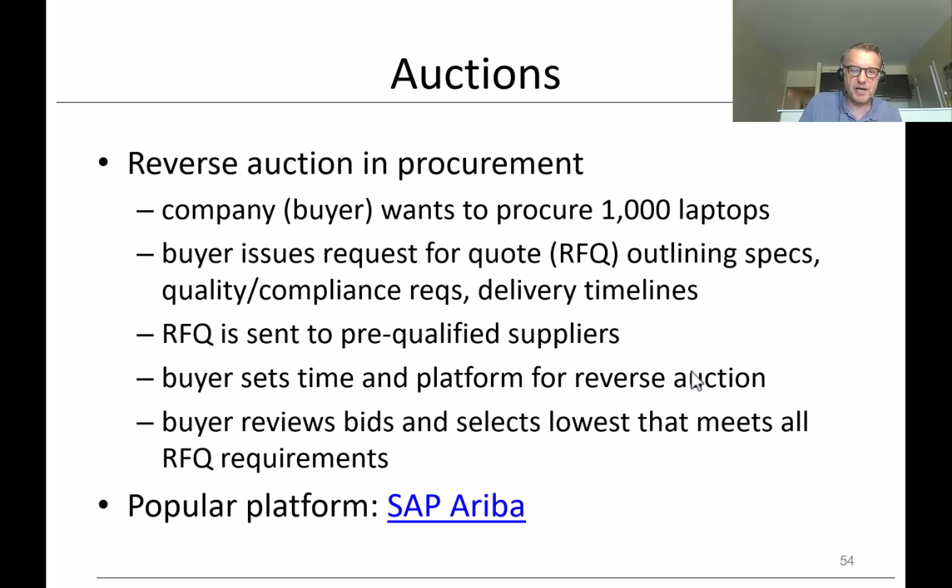The buyer is then going to set the time and say, I need your quotes by a month from now, and the platform for the reverse auction. The buyer is then going to review the bids, and obviously there will be a downward pressure from the suppliers' side to set low prices, and not only low prices, but also very tight delivery terms, to make sure that the buyer hopefully reviews their bid and selects it because it's the lowest and it meets all the RFQ requirements. A popular platform to do that is SAP Ariba. SAP, the well-known ERP, Enterprise Resource Planning software provider.